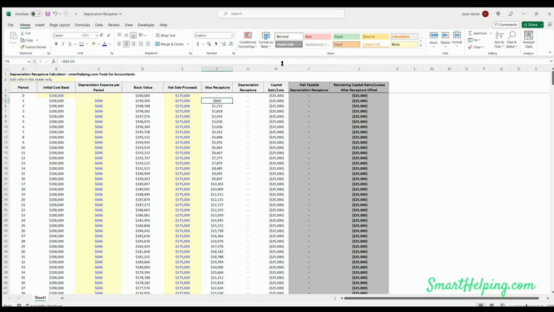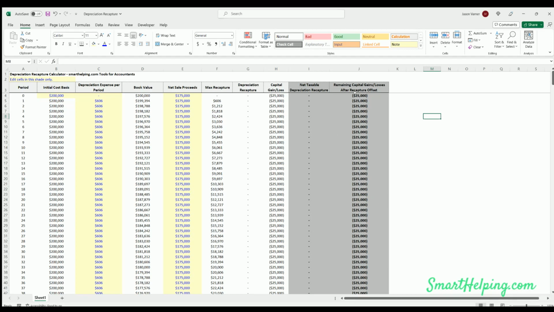For example, in this case, we have this recapture amount of $600, but we have a capital loss of $25,000. So you're allowed to take that loss offset and apply it to the recapture. Based on that, and I've got a lot of formulas in here to make this work right, you've got a zero taxable depreciation recapture. So this recapture is not being taxed because it doesn't reach the level of the capital loss.